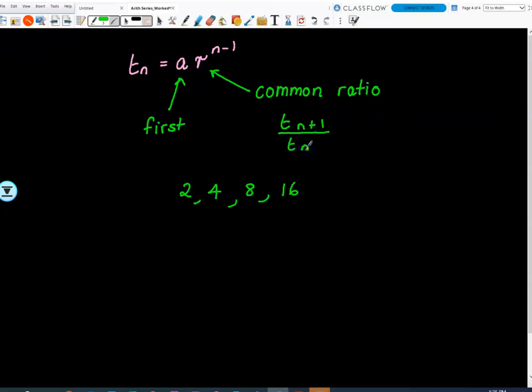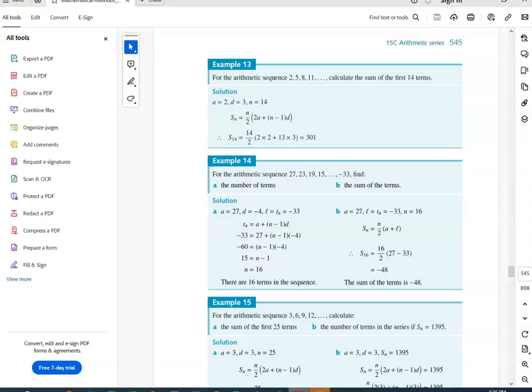And by now you're going, yeah, I know what that means. Because if this is the Tn term, the one that comes next is Tn plus 1. It's just notation. It means next term. Correct? We all good with that?